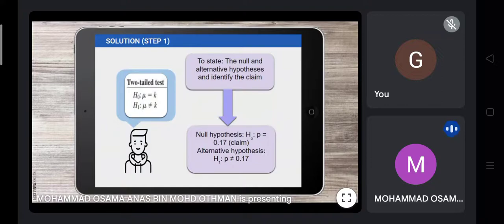Now let's check out the solution. The first step, we need to state the null and alternative hypothesis, and then we identify the claim. Based on the question given, there are 17% found obese, so the null hypothesis will be p equal to 0.17, which is the claim for this hypothesis. Meanwhile, the alternative hypothesis will be not equal to 0.17. What we can predict here, it is a two-tailed test since the equation is equal and not equal.